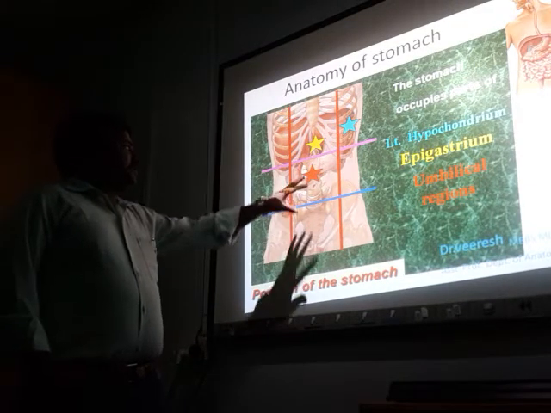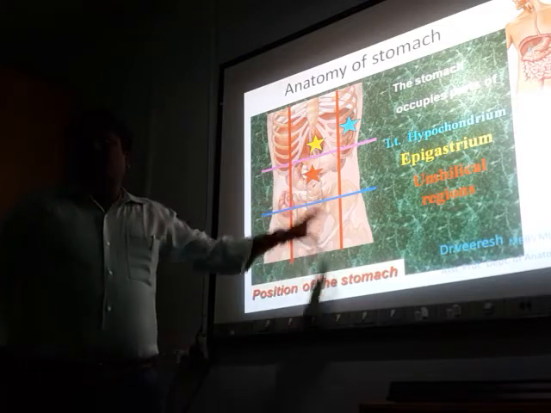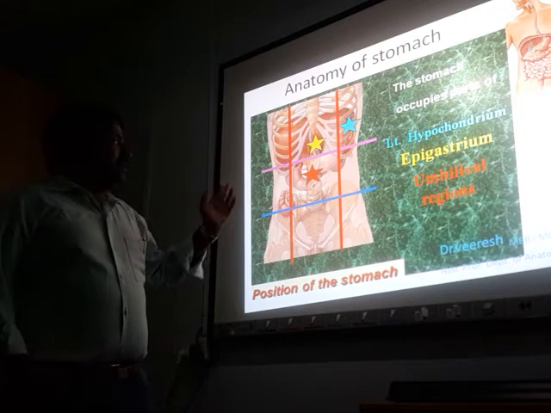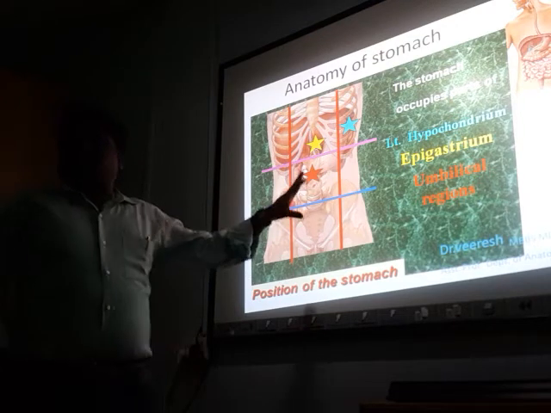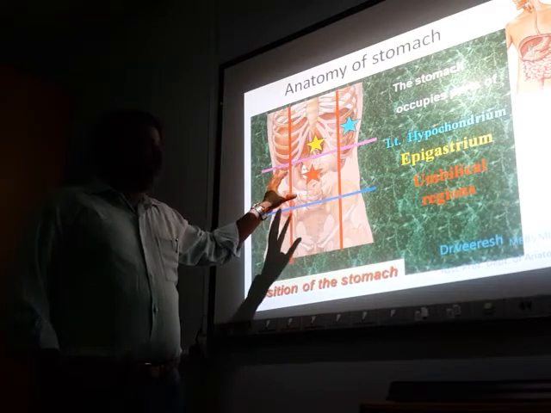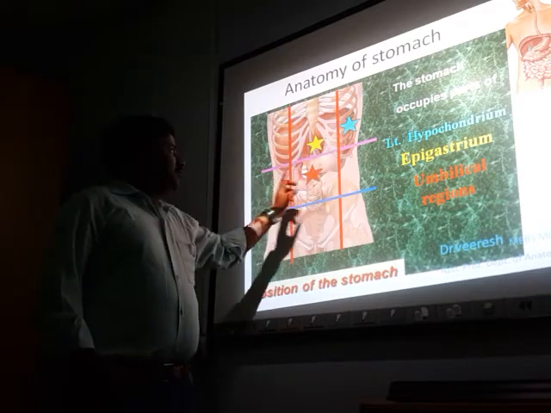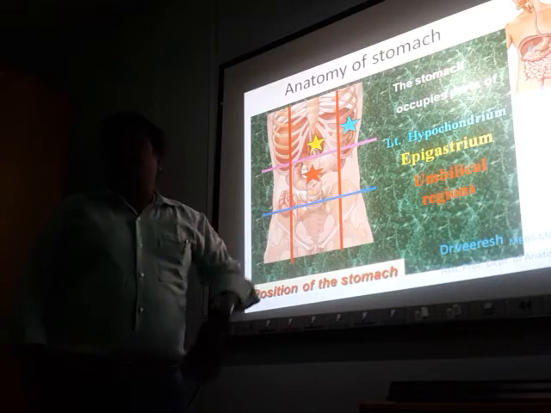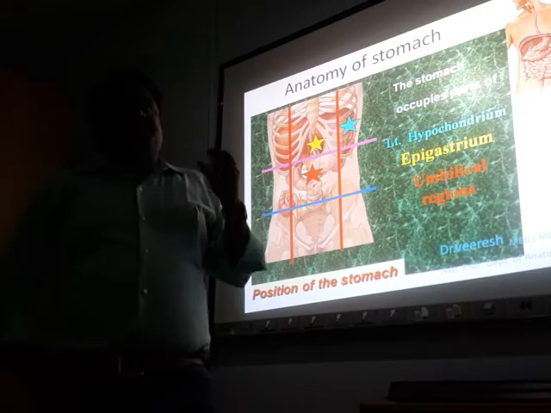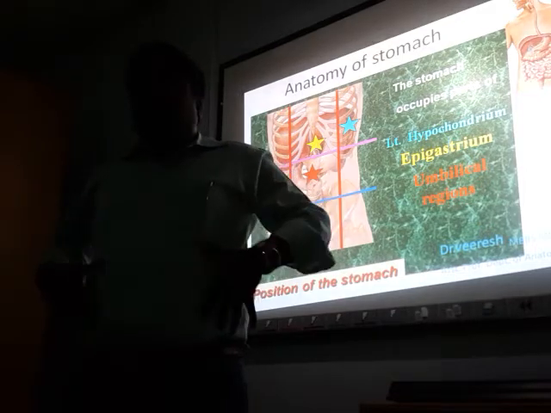So what is the importance of dividing the abdomen into 9 quadrants by these lines? What are these lines? The midclavicular, transpyloric and transtubercular planes divide the abdominal region into 9 quadrants. 1, 2, 3, 4, 5, 6, 7, 8, 9. 9 quadrants, 9 areas. Yes. So why are we dividing this abdomen area into 9 quadrants?